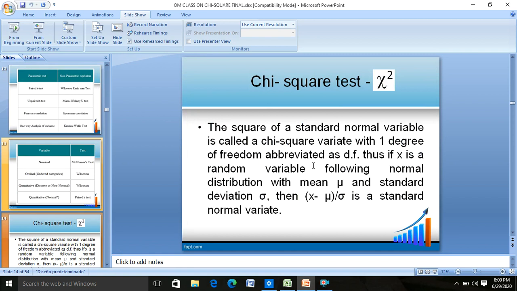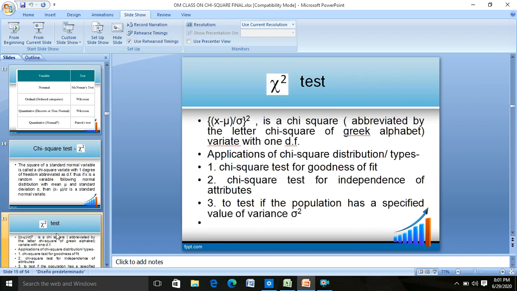The square of a standard normal variable is called a chi-square variate with 1 degree of freedom, abbreviated as d.f. Thus, if x is a random variable following normal distribution with mean mu and standard deviation sigma, then (x minus mu) upon sigma is a standard normal variate. ((x minus mu) upon sigma) whole square is a chi-square variate with 1 degree of freedom.